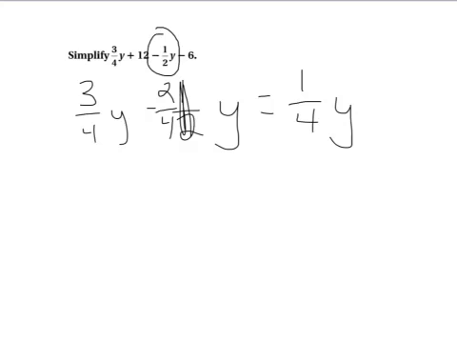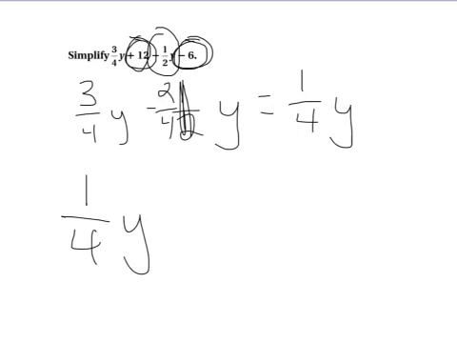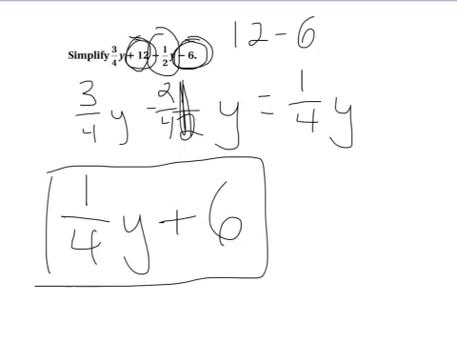My other like terms here are 12 minus 6. So I'm going to be left with 1/4 y, and 12 minus 6 is just 6. Now, think about that. I'm at plus 12, taking 6 away. I'm going to be left with a positive 6. Basically, 12 minus 6 is how I got that. So this is my answer here for simplifying like terms. 1/4 y plus 6.